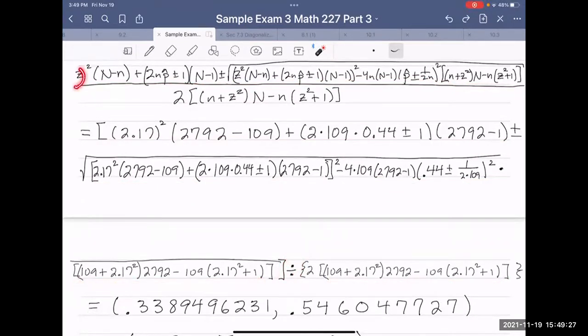Okay, so I replace each of these z's here, 6 of them, by 2.17, and capital N by 2792. So each of these capital N's here by 2792.